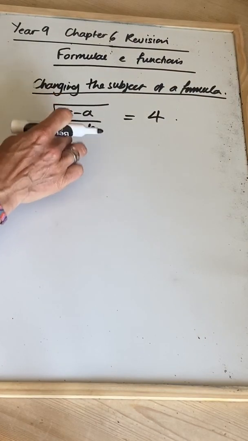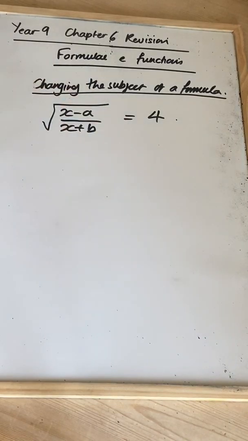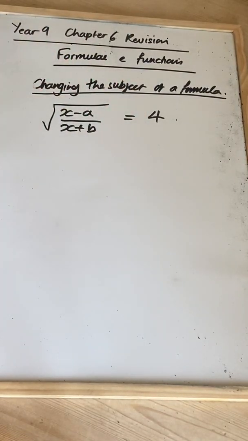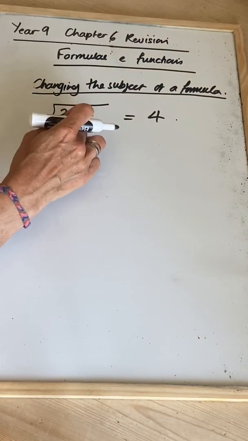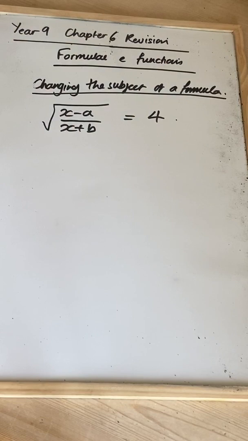So I've got x's in more than one place. Ultimately I want to get them next to each other on one side of my formula so that I can do that factorising thing. But I've got lots of steps to go through there. These x's have had things added and subtracted to them. One is divided by the other and the whole thing is square rooted.